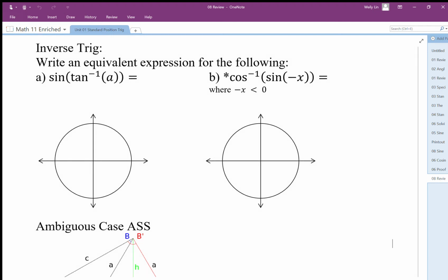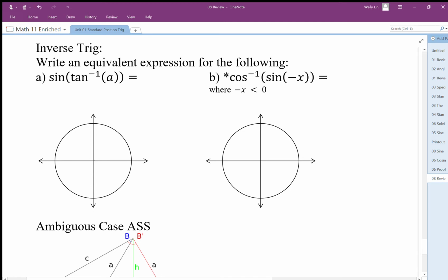For these inverse trig problems, especially since these are variable expressions, it's important to recognize when the variable is an angle versus a ratio. In this case, the a is being applied to the inverse tan, so that's the input for the inverse tan. Well, that must be a ratio. That must be the tan ratio.